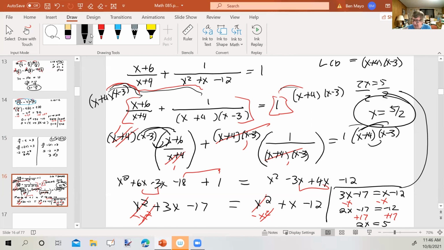All right, but again, we determined what the least common denominator was, multiplied every term in the equation by the least common denominator to clear out all the fractions, and solved the equation. Okay, let's take a look at another example.